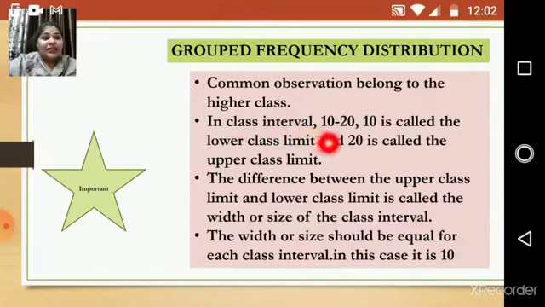In class interval 10 to 20, 10 is called the lower class limit and 20 is called the upper class limit. This everybody knows, right? The difference between the upper class limit and lower class limit is called the width or size of the class interval. The width or size should be equal for each class interval. In this case it is 10, meaning 10 to 20, 20 to 30. The width, that is the difference between the upper class limit and lower class limit, is 10, so it should be the same. I hope it is understood what is grouped frequency distribution.